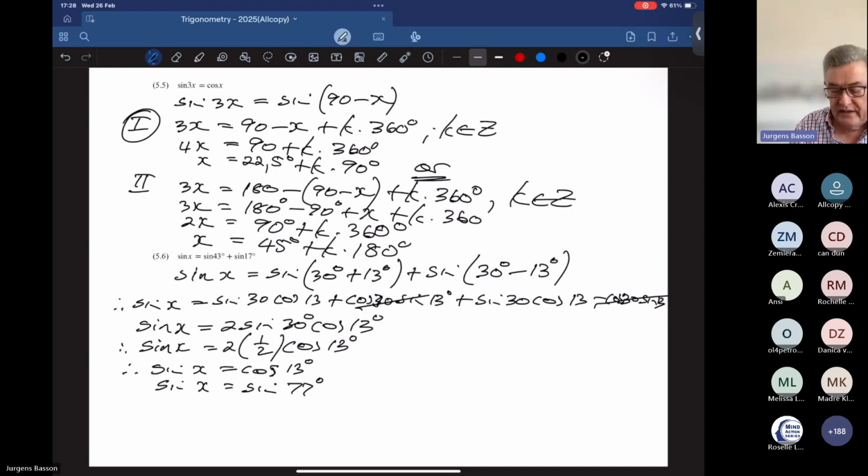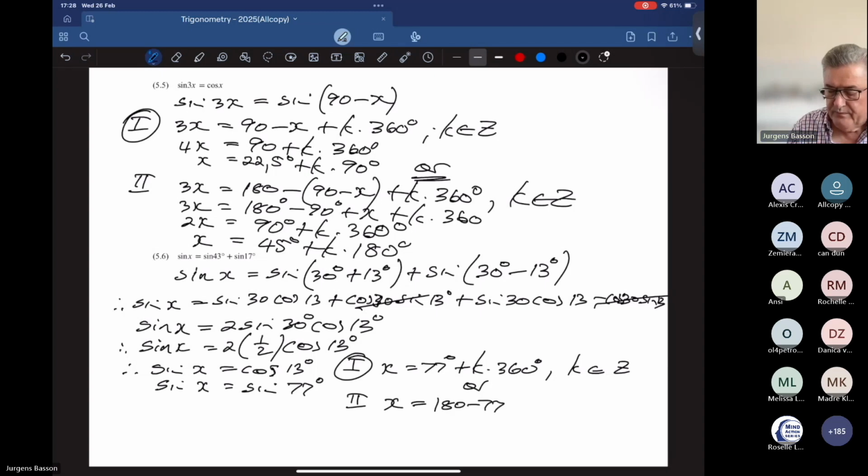And now we have the angle. It is positive, sine 77 is positive, first and second quadrant. So in the first quadrant, what will x be? 77 plus k times 360. Or in the second quadrant, x will be 180 minus 77 plus k times 360. And there we have it. And what is this? 103.